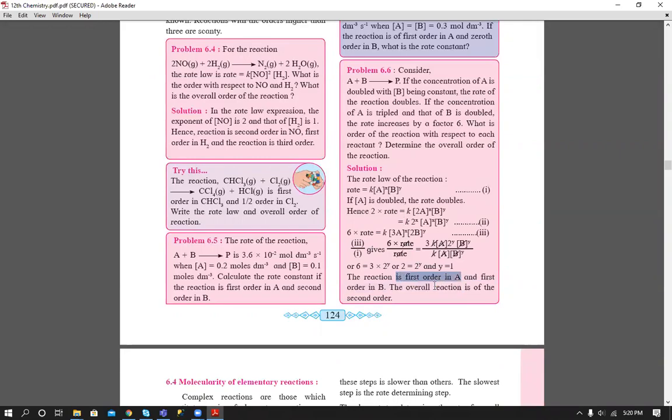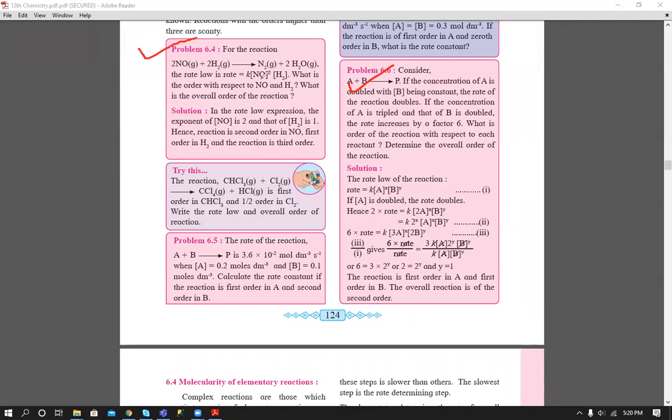So it is first order in A and first order in B. The overall order will be x plus y, which is 2. They have not solved for x, I think, but the value of x is also 1. So this problem is done. This is a similar problem: you just have to add x plus y to get the overall order.